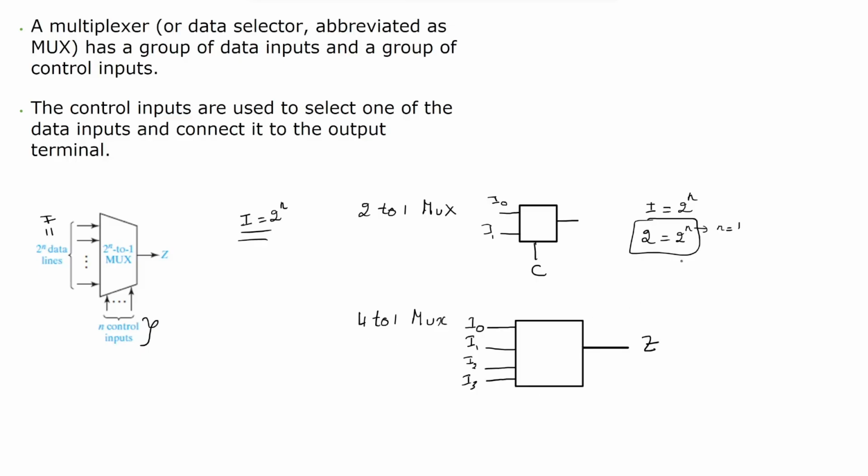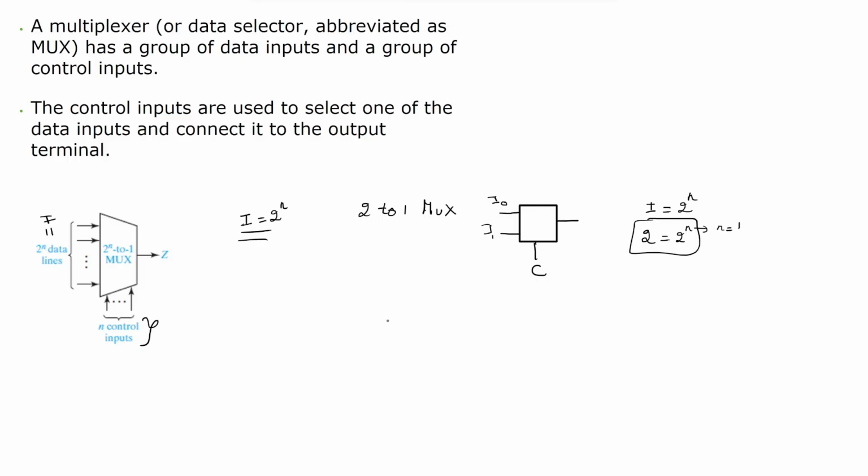So how many control inputs do we need here at the bottom? Also we can apply this here. I, the number of inputs, is equal to 2 to the power n, and n is the number of control inputs. In 4 to 1, I is equal to 4. So 4 is equal to 2 to the power n. To make this equal, n has to be equal to 2. So in 4 to 1, we need two control inputs. We can call them A, B, or anything.